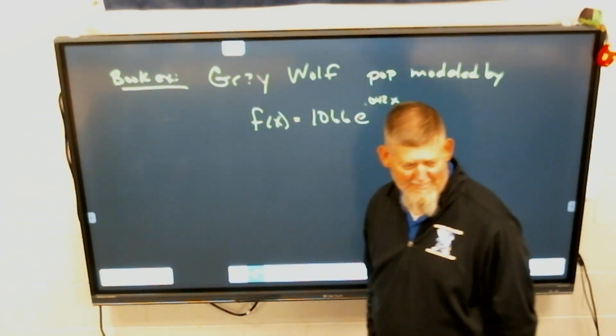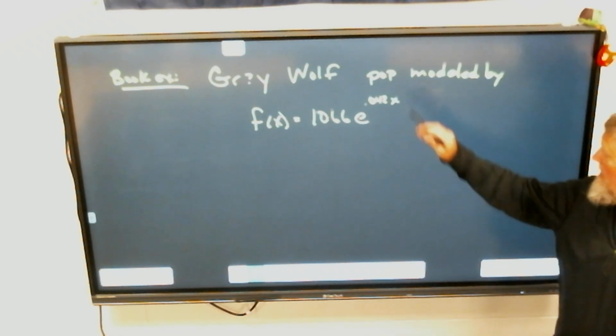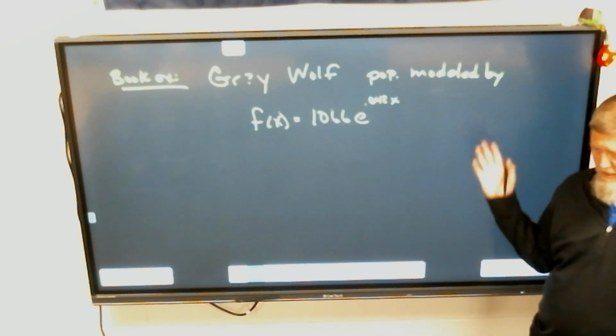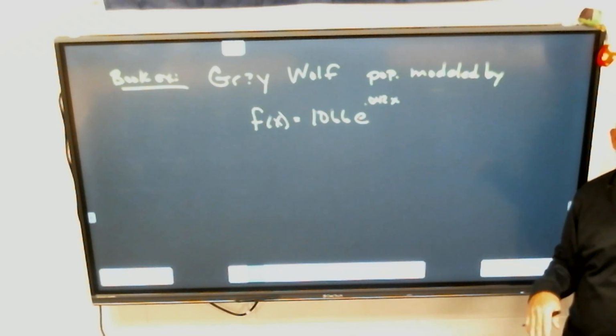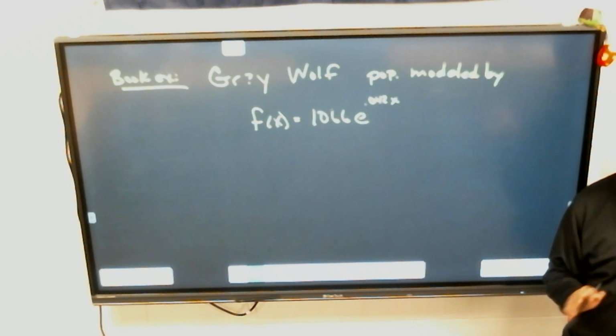Can I put this in my calculator? You can if you want, but we're not going to be there yet. So what is pop? Population. So the gray wolf population is modeled by that particular function. Okay, any idea where they might get that function? I don't think you've done it before in real world times. You may have done it in some science classes.